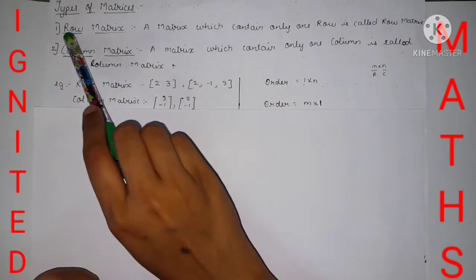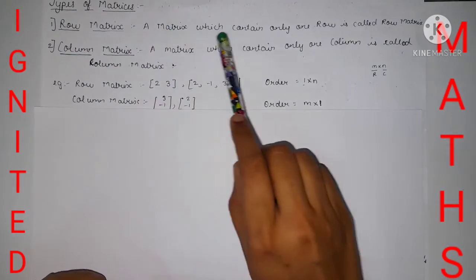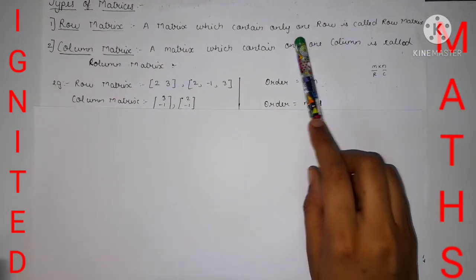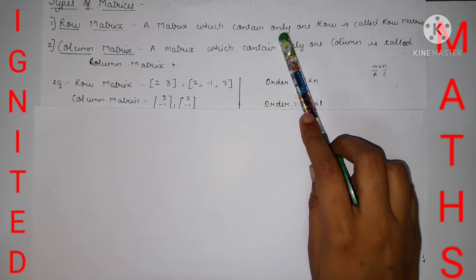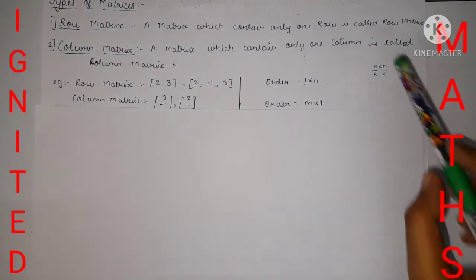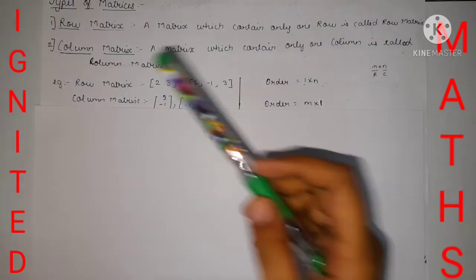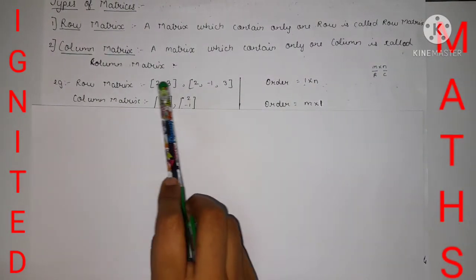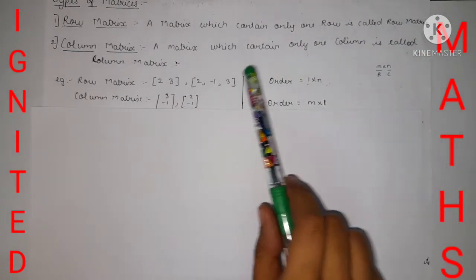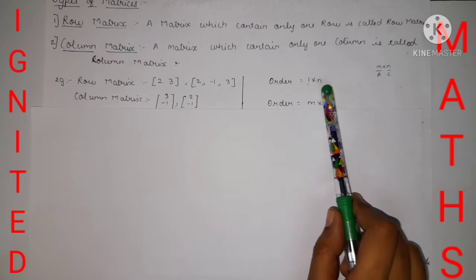Now the first definition: a row matrix is a matrix which contains only one row. A row means a horizontal line, so only one row means only one horizontal line inside the matrix bracket. You can see an example over here. Only one horizontal line is present, so it is called a row matrix, and the order of the row matrix will be 1 cross n.